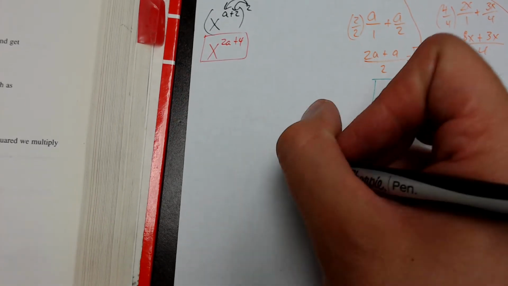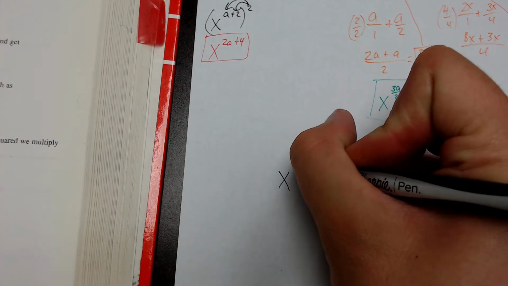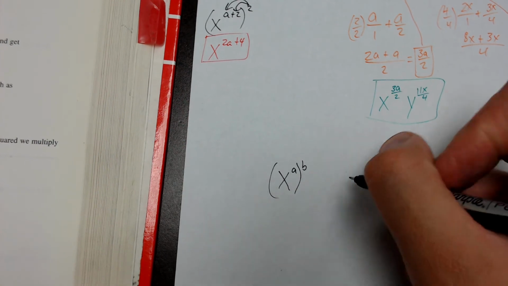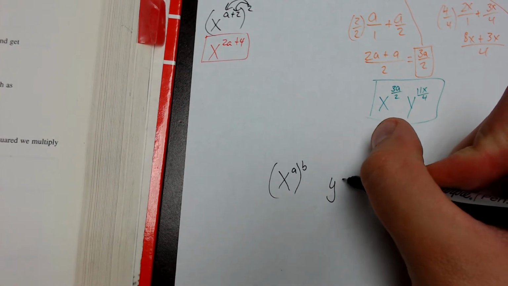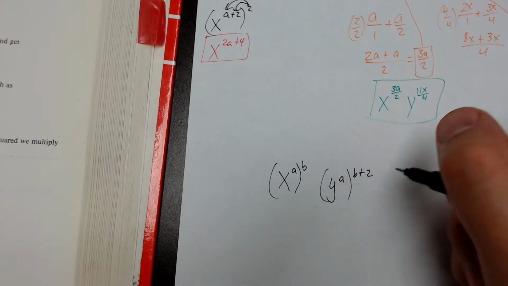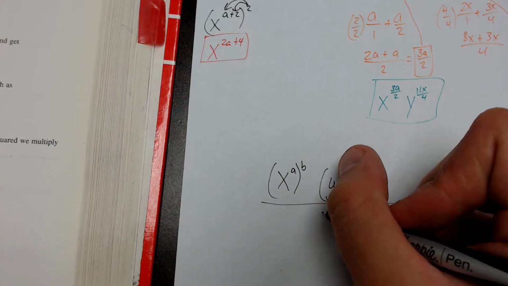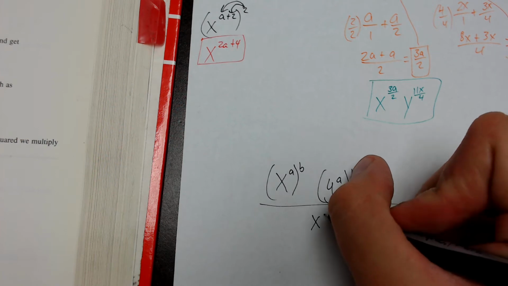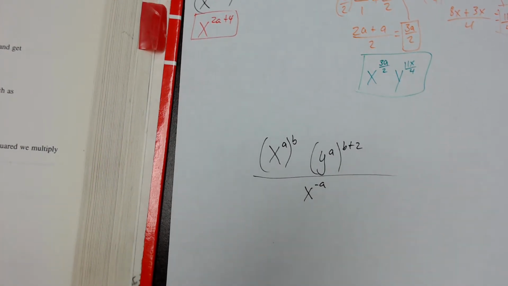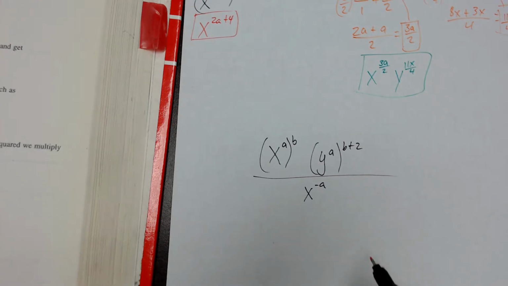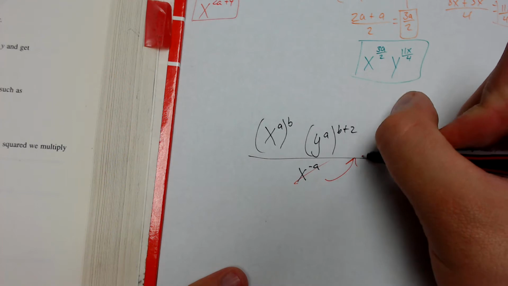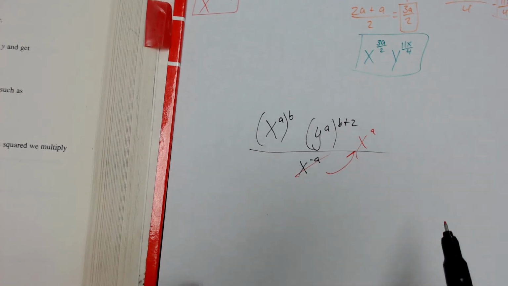So we have x to the power of a being multiplied by b. Then we have y to the power of a with, outside of that, b plus 2. All of that is over x to the power of negative a. So how are we going to deal with this? First, let's go ahead and make this negative a positive. So we'll move that up to the numerator. It becomes x to the power of positive a.